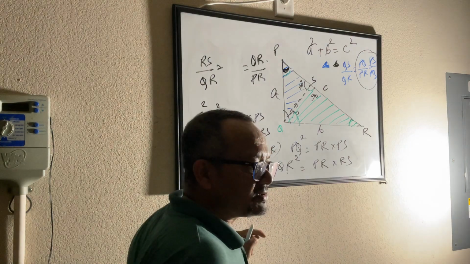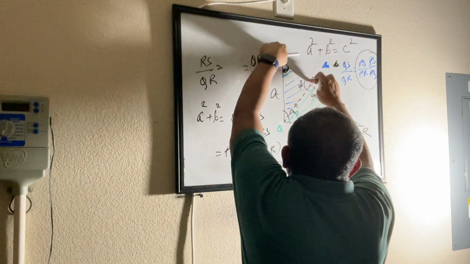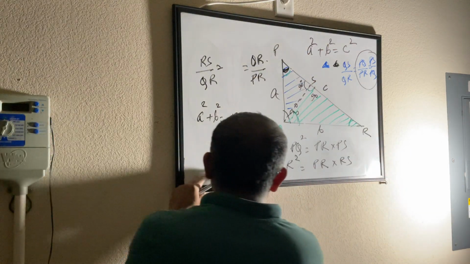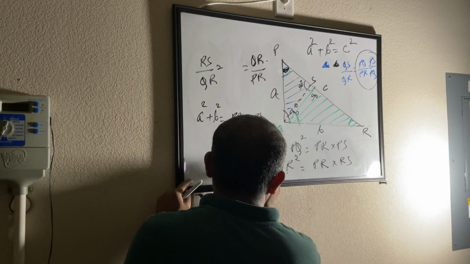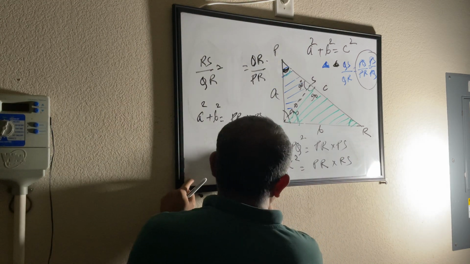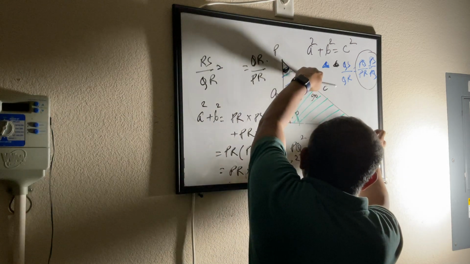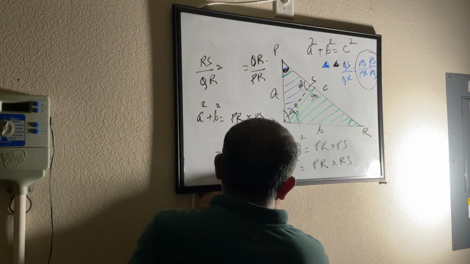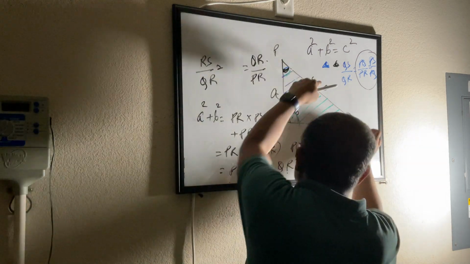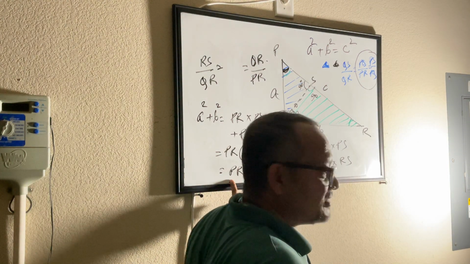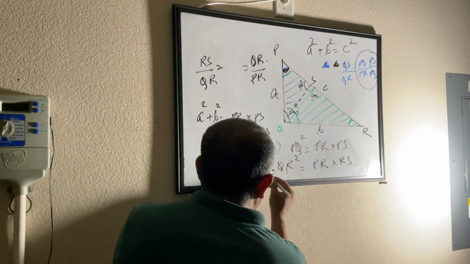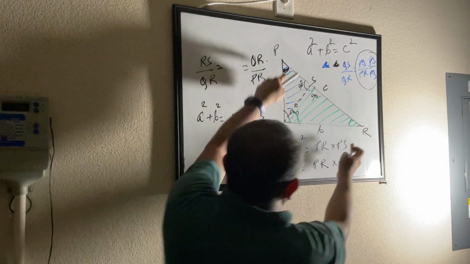Can I say that? PS plus SR. What is that? PR. So PR into this whole thing, PS plus SR or RS, whatever you call it, into PR. This plus this becomes PR. What did you get? This is PR square. And PR square is nothing but your C.